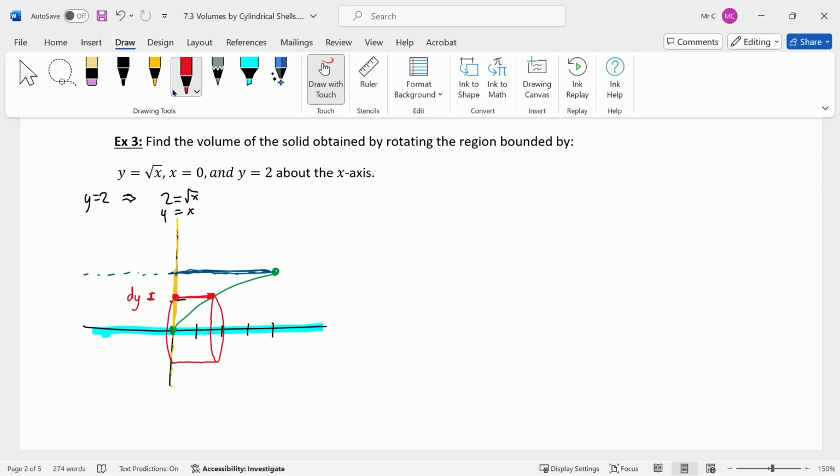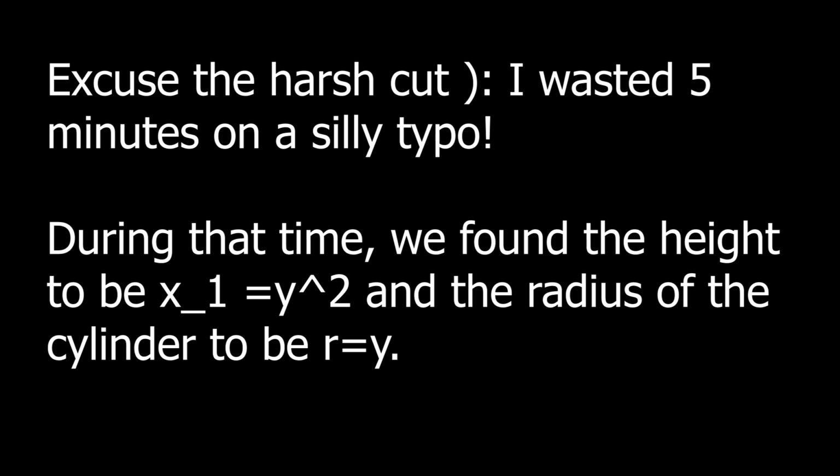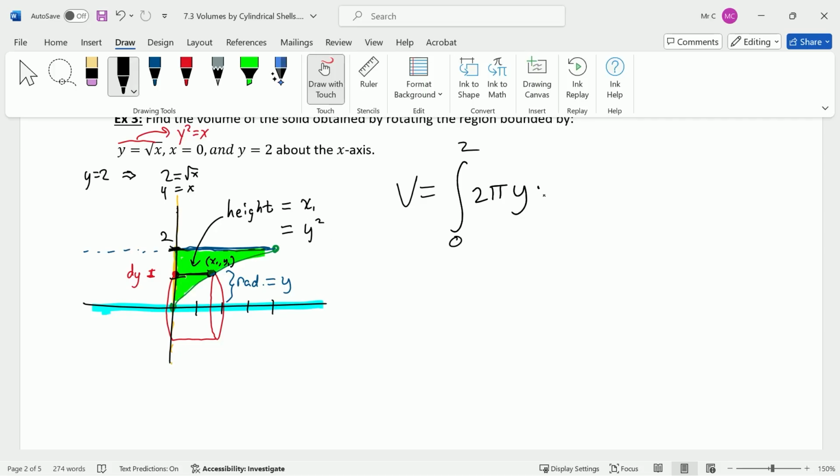The height is this distance right here, which is the x value of the point on the green graph. And the green graph is the square root of x, right? So my height here is the x value. The height is the x value, which is y squared, so that should just be a y squared there for height. It's dy.